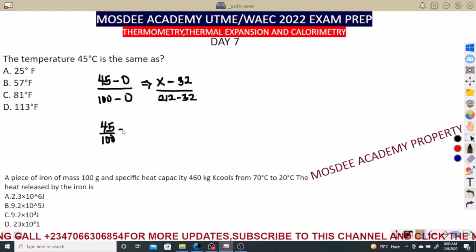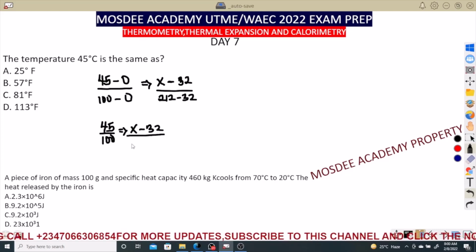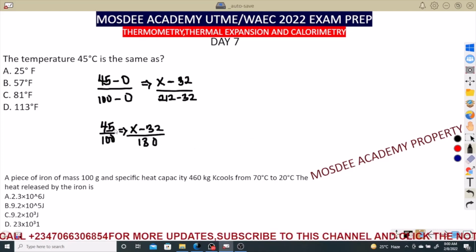I think this method is old school. I don't even like it. It's x minus 32 over 212 minus 32, which will be 180. You can simplify and get your x. Some people will say then you get your x as whatever. Put the answer in the comment.